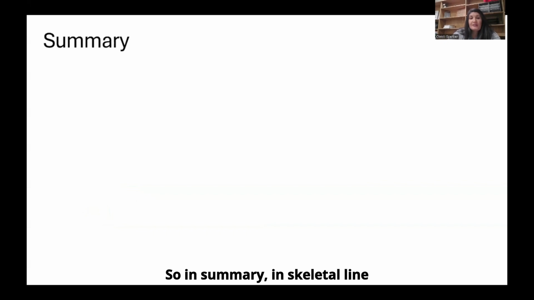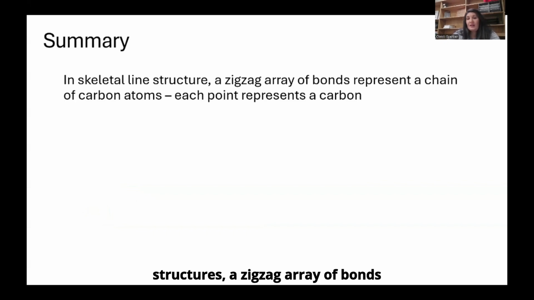So in summary, in skeletal line structures, a zigzag array of bonds represents a chain of carbon atoms, and each point represents a carbon. Remember, carbon is at every end and every bend, and the hydrogens are not shown in skeletal line structures. They're assumed to be there so that every carbon has 4 bonds.